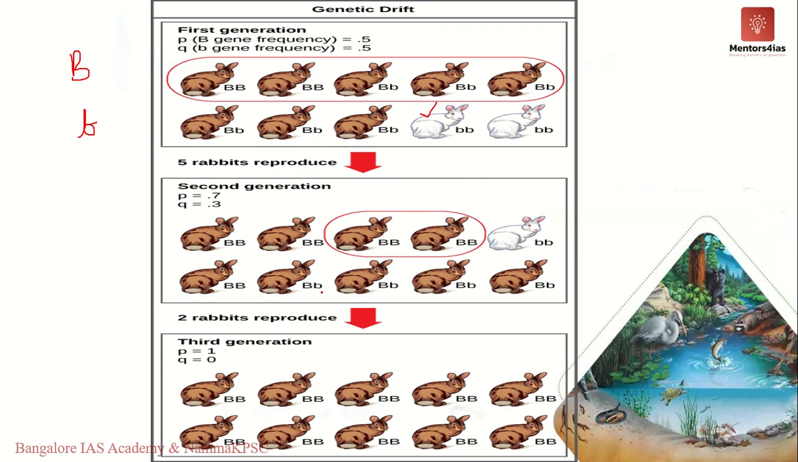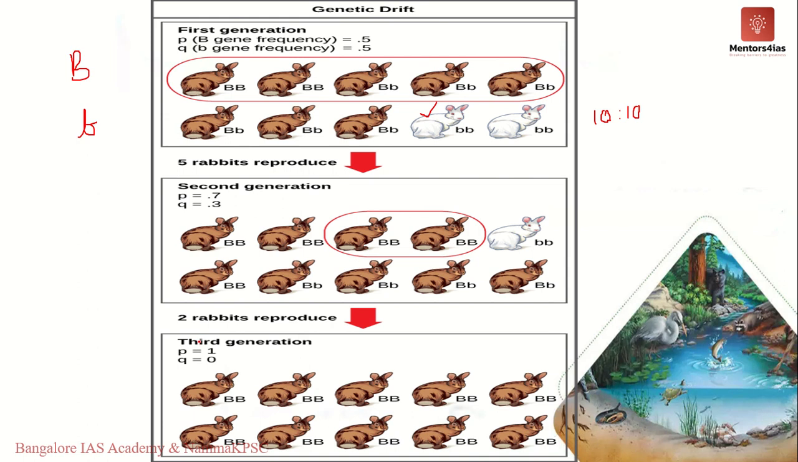Now, what I want you to consider is, what if only the 5 circled rabbits reproduce?